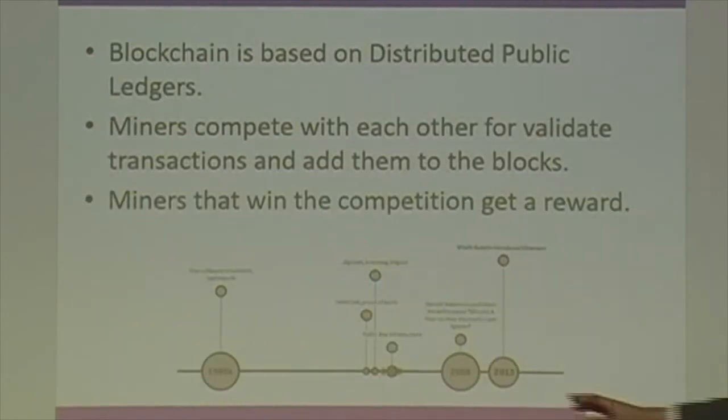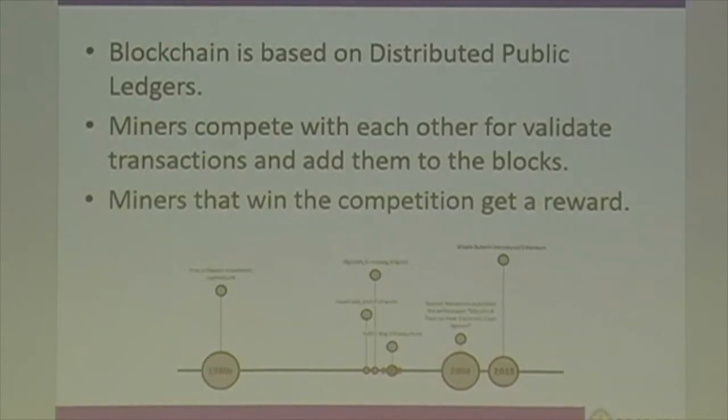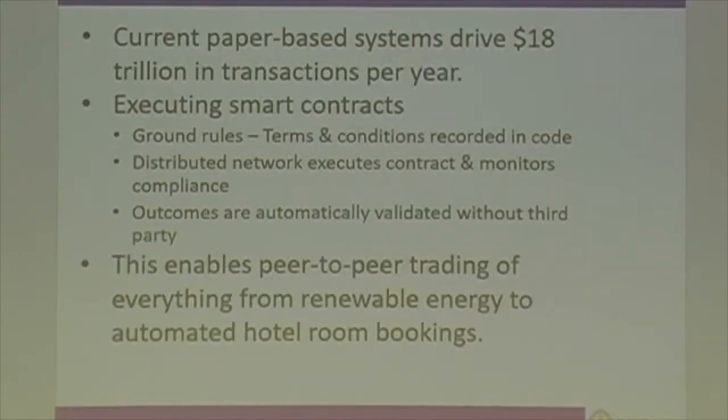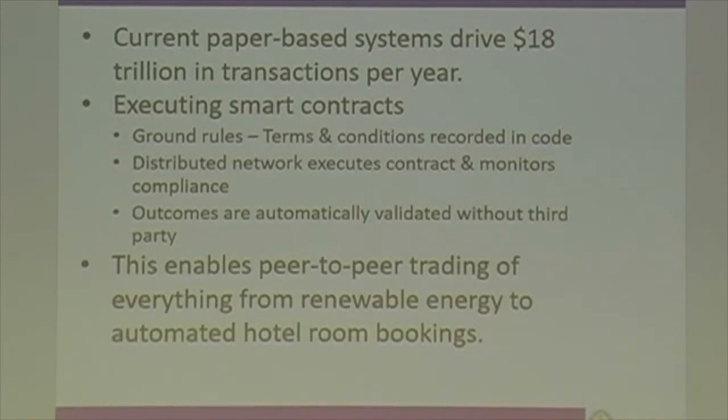So after the double spending process, smart contract started to evolve in 2013. Today, we have $18 trillion every year of paper transaction system that is available. And smart contracts, mainly what they do, they have the ground rules. What are the basic details of the contract? Distributed network of nodes execute contracts and monitor the compliance of that contract. And the outcomes are automatically validated without any third party.